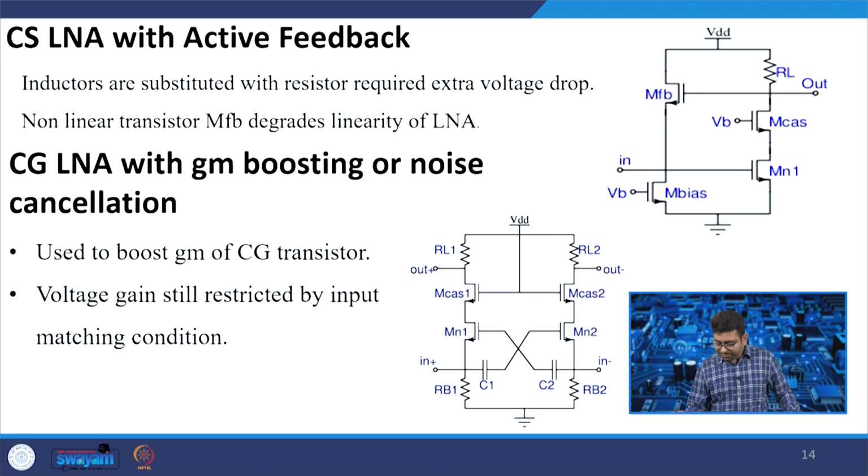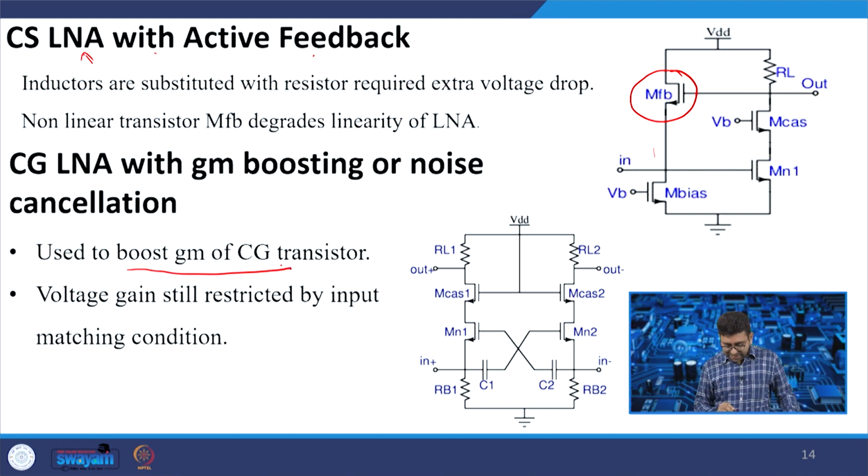So we have already seen the common source LNA with active feedback. We can use active feedback here. This is nothing but feedback that has been employed at the back side, and by using active feedback we can have better performance in terms of the noise as well as the linearity. We can also have a gain boosting technique that will boost the Gm.